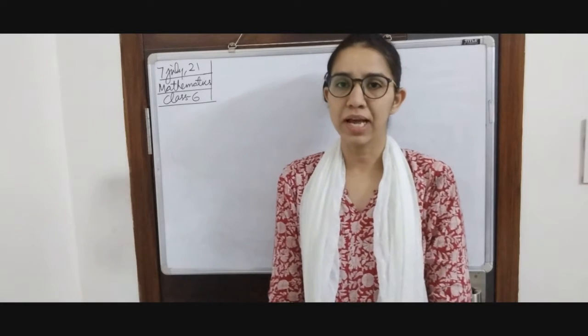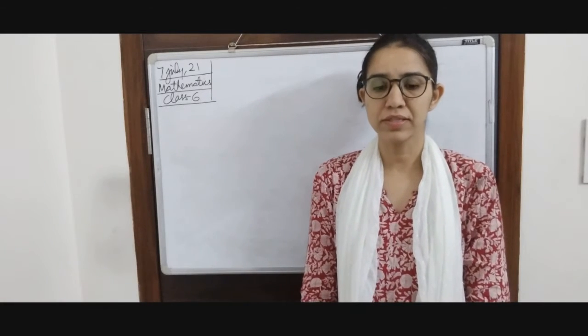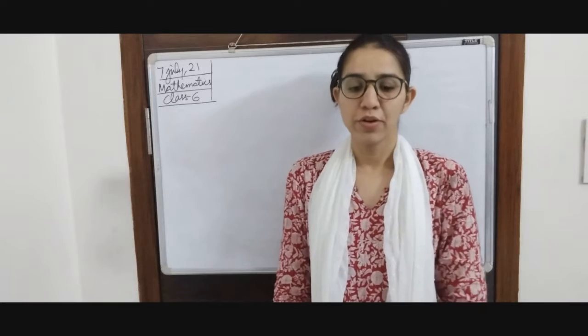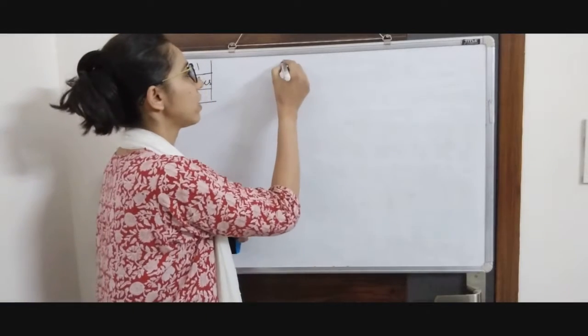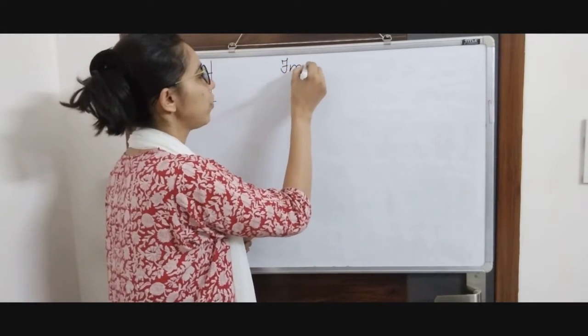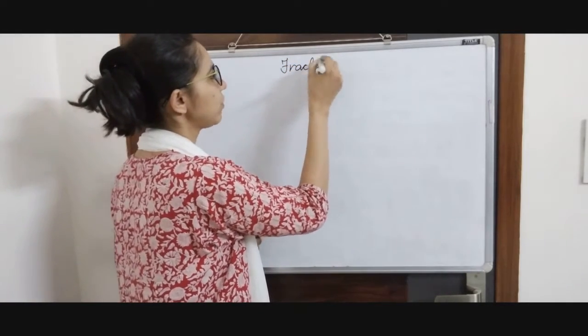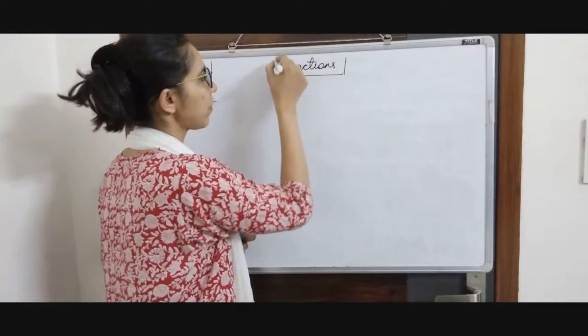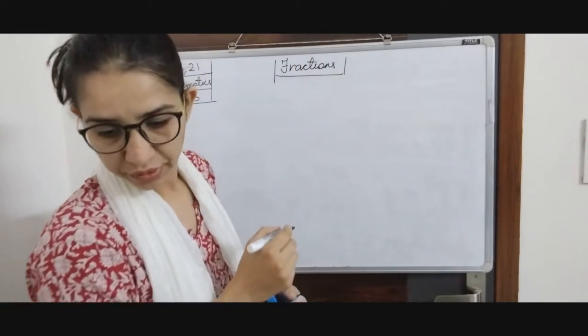So in our previous class we were doing fractions, that is chapter number 7. We discussed the types of fractions, that is improper, proper and mixed fractions. Today we are going to do exercise number 7.2 from the same chapter, that is fractions.